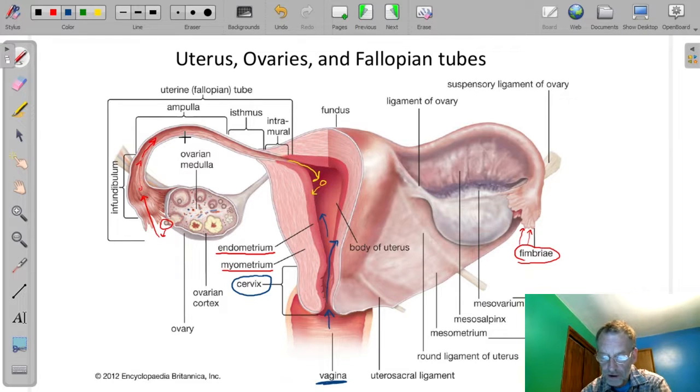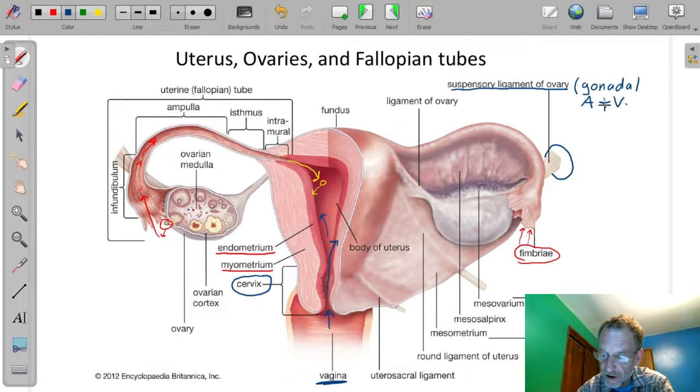So there are a couple of ligaments, only one of which I think you should probably pay attention to. There is this broad ligament that attaches the entire structure to the abdominal pelvic cavity. But the suspensory ligament is the main ligament for support of the ovary, and it also is associated with the gonadal artery and vein. So I'll just put gonadal A and V for artery and vein. They access the ovary through that suspensory ligament. And I believe that's about it for that figure.